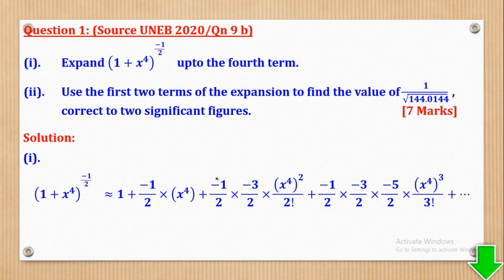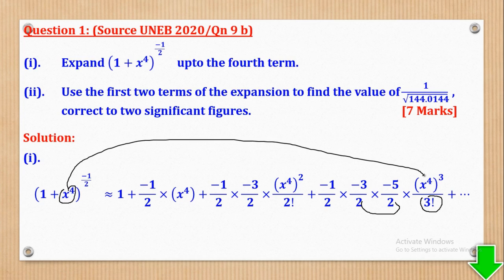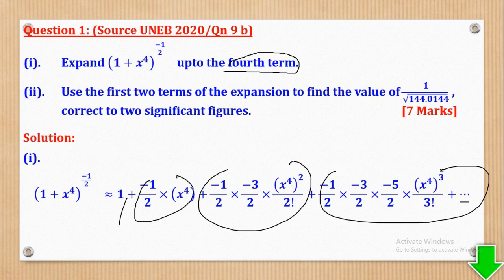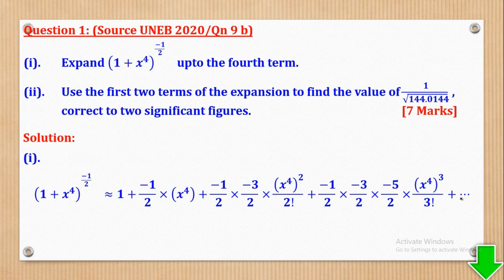What about the fourth term? Fourth term, first write these ones here, then add on another term. To get this one, negative 3 over 2, and say minus 1, you'll get negative 5 over 2, which is here. Then remember we said if this is 2 factorial, then the fourth term will be over 3 factorial. And because this is 3 factorial, this other term here will be raised to the power 3. And so on. Now there are these dots to mean that the expansion continues, but in the question they said expand up to the fourth term. So this is the first term, second term, third term, and fourth term. That's why we stop there. But we put these dots to show that the expansion was still continuing.